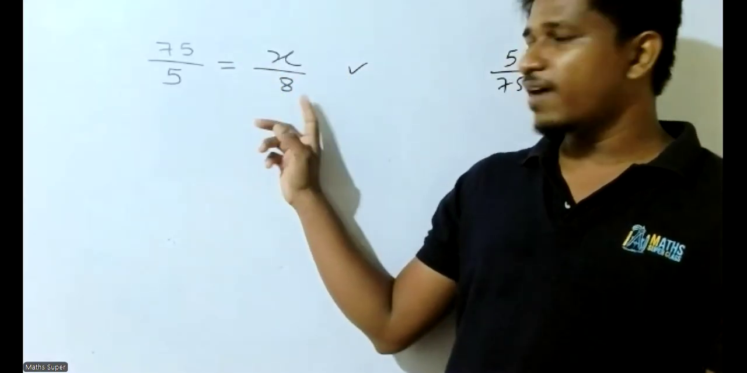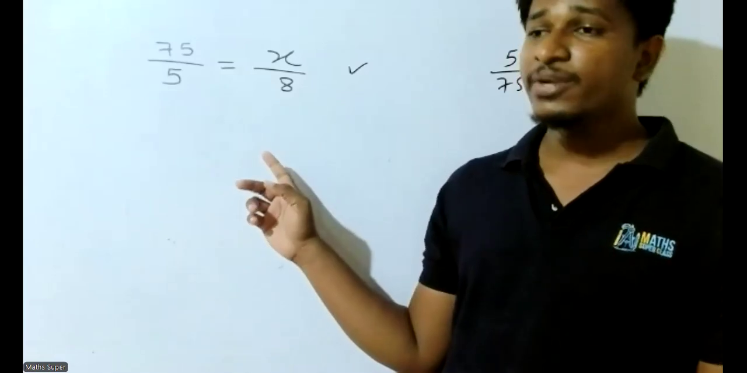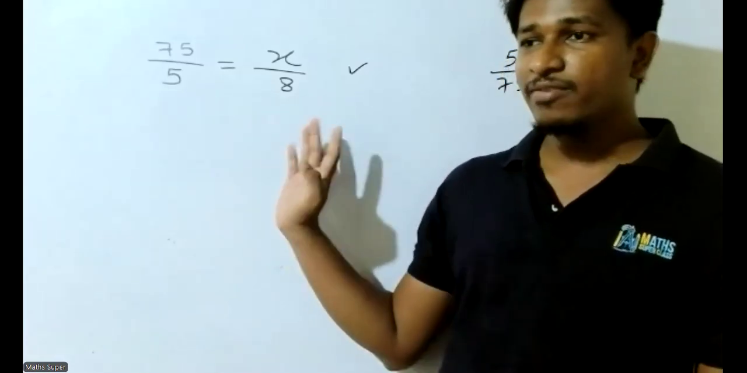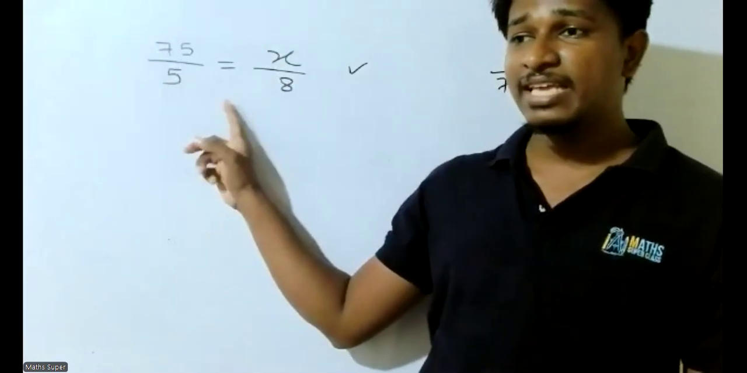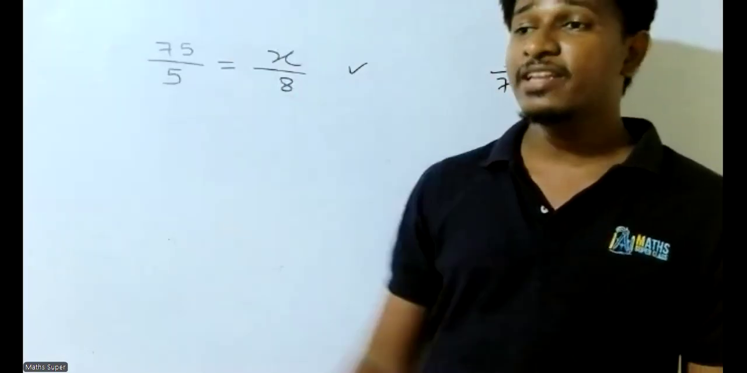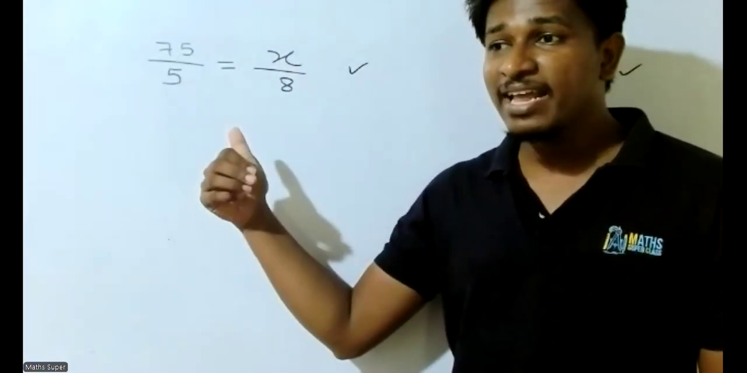This one we can consider as a division. So what to do? We have to send this one from this side to the other side of this equal mark.